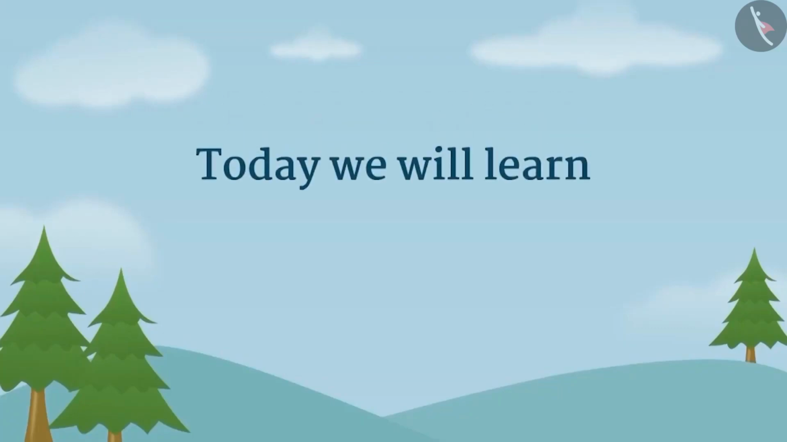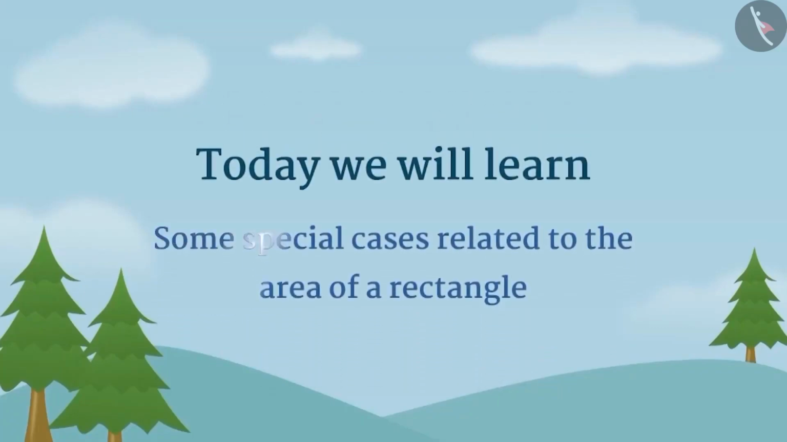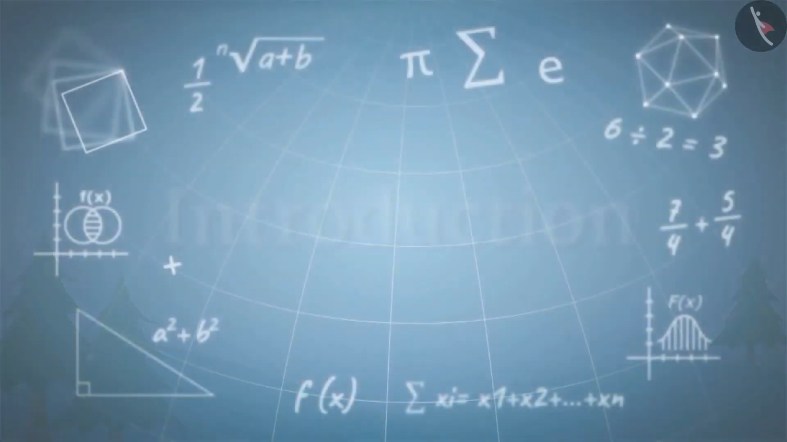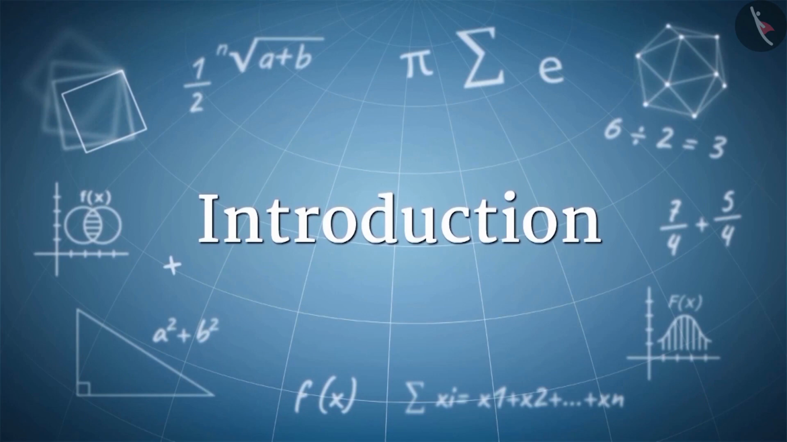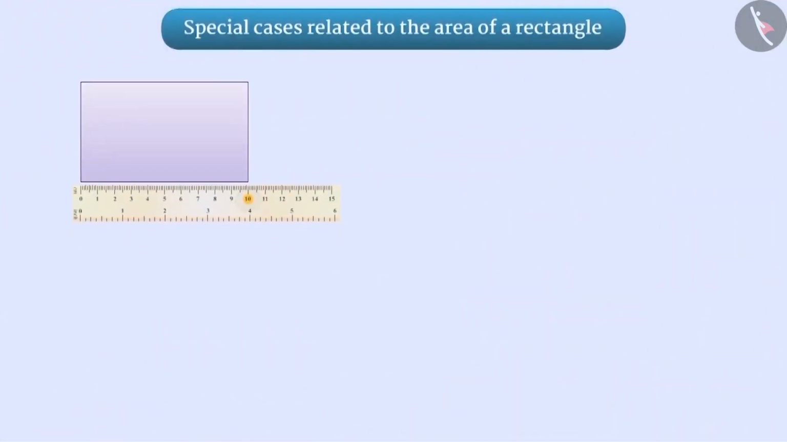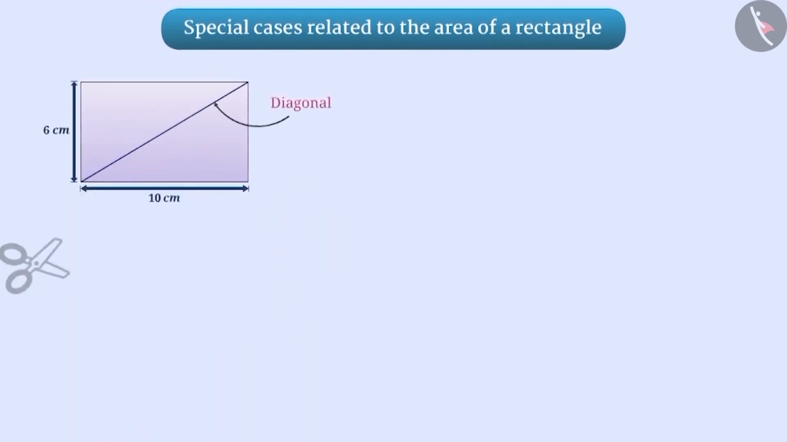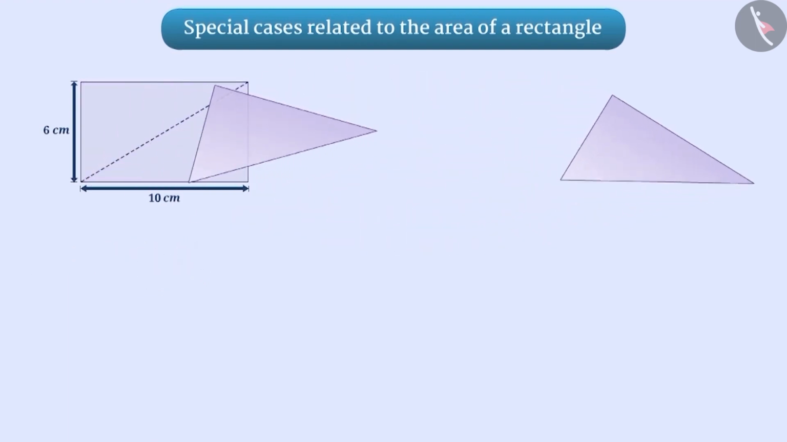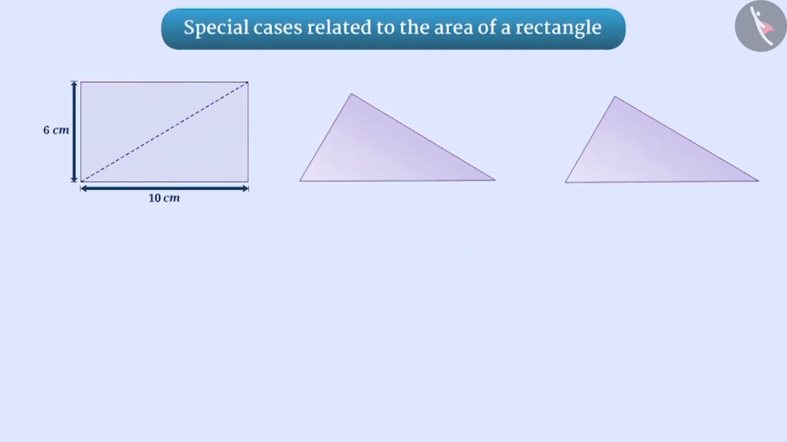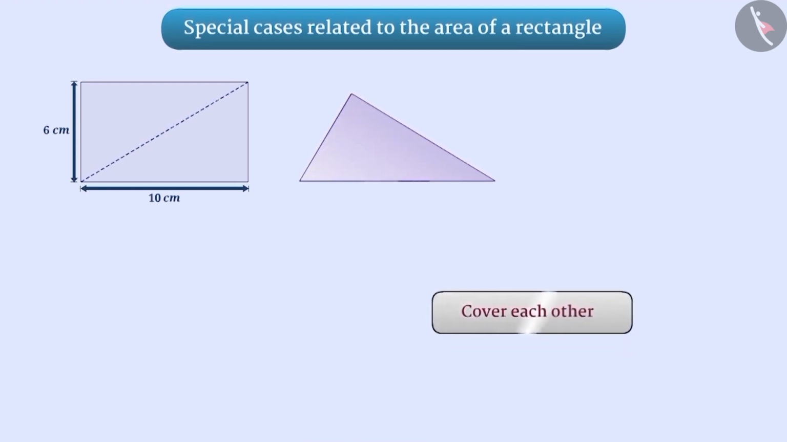Today, we will learn some special cases related to the area of a rectangle. Take a rectangular piece of paper of length 10 cm and breadth 6 cm. Cut the rectangle along its diagonal to get two triangles. Superimpose one triangle on the other. After adjusting, you will find that they cover each other completely.